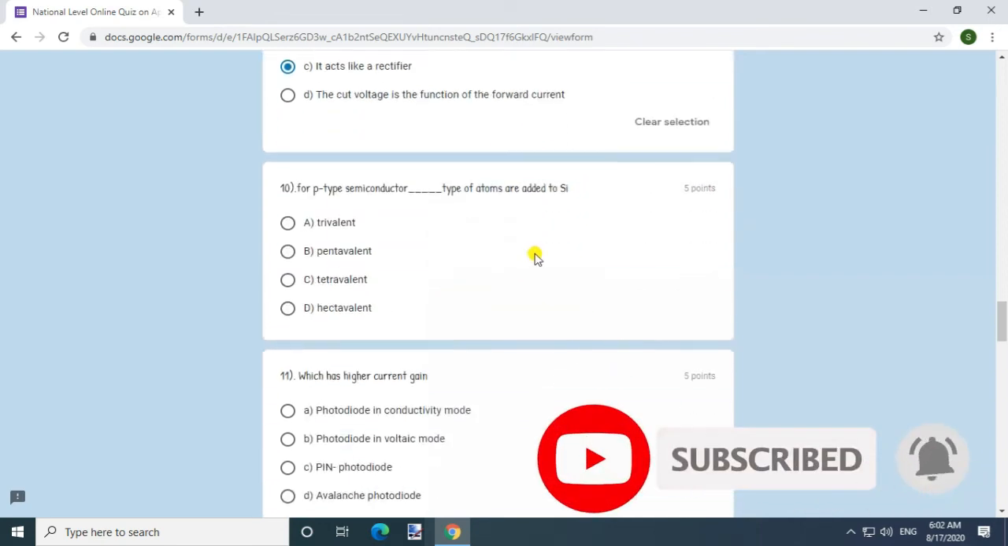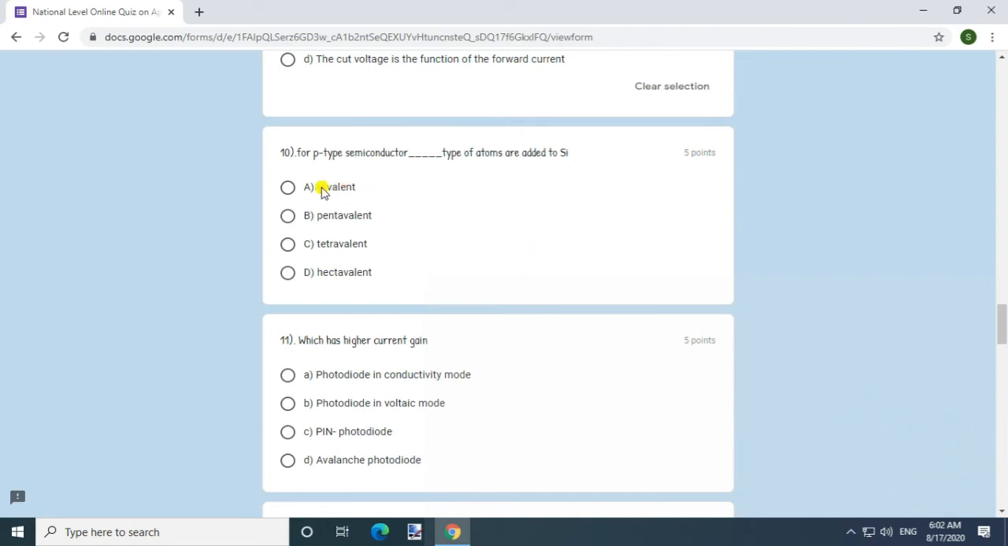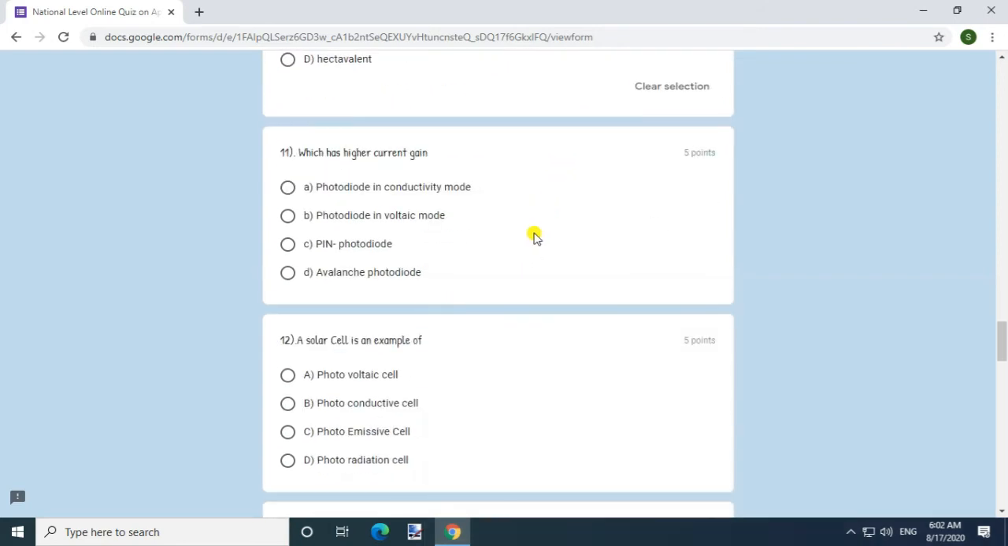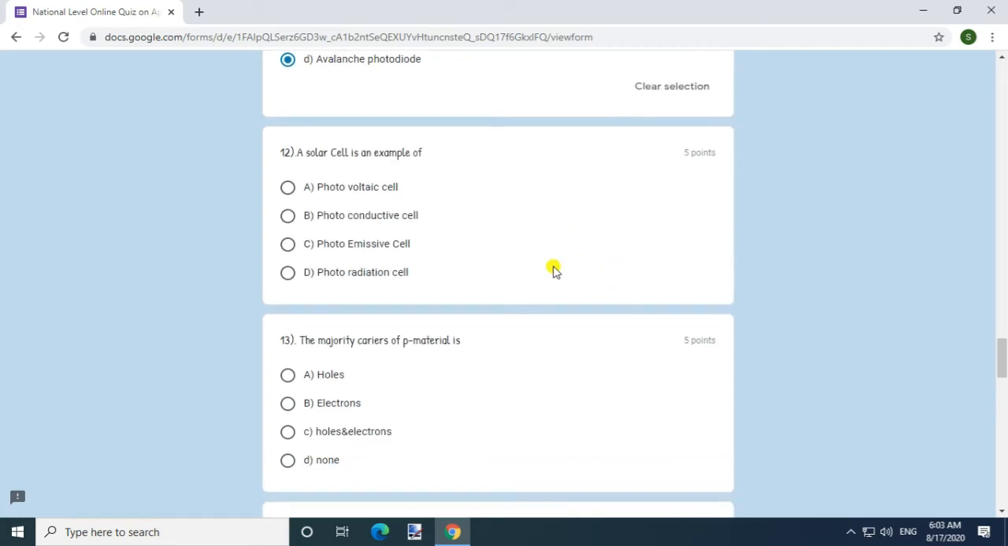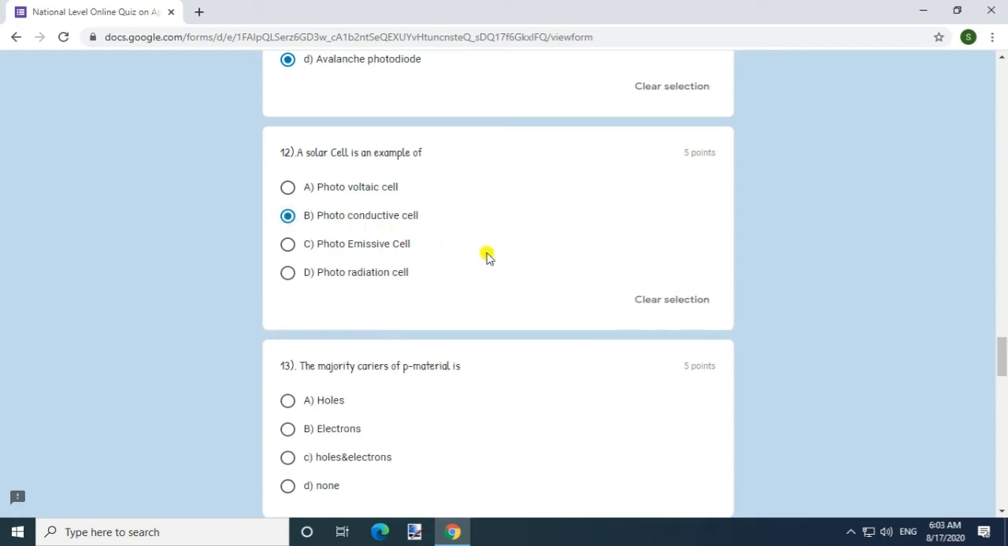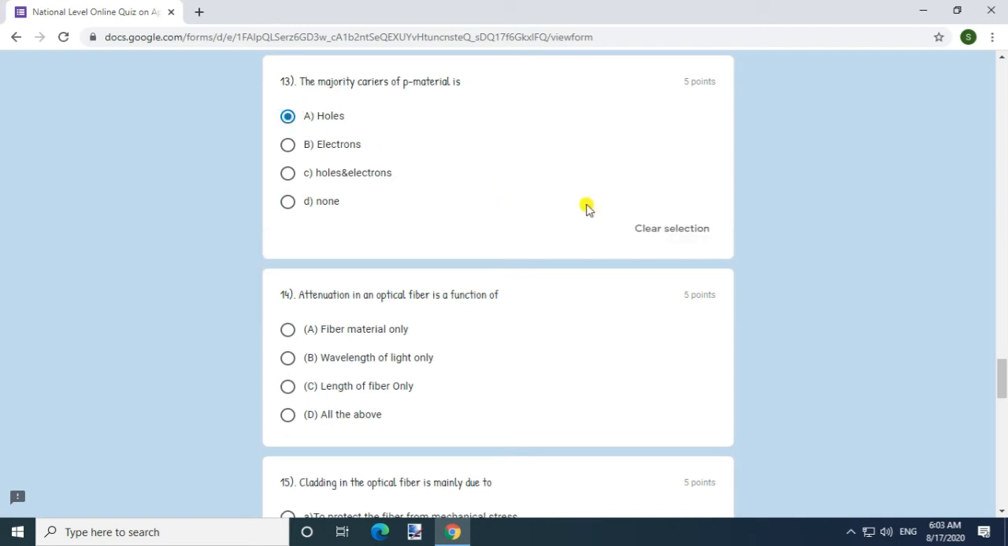Question 10. For p-type semiconductor, which type of atoms are added? Answer A, trivalent. Question 11. Which has higher current gain? Answer D, avalanche photodiode. Question 12. A solar cell is an example of. Answer B, photoconductive cell. Question 13. The majority carriers of P material are. Answer A, holes.